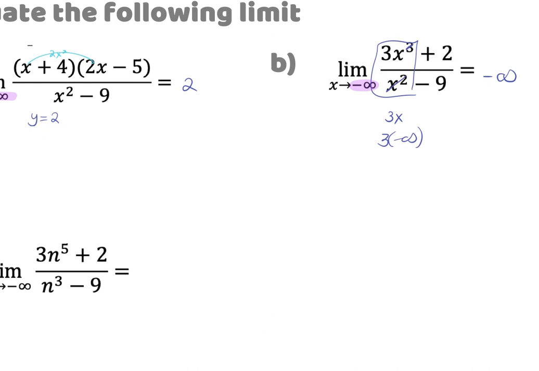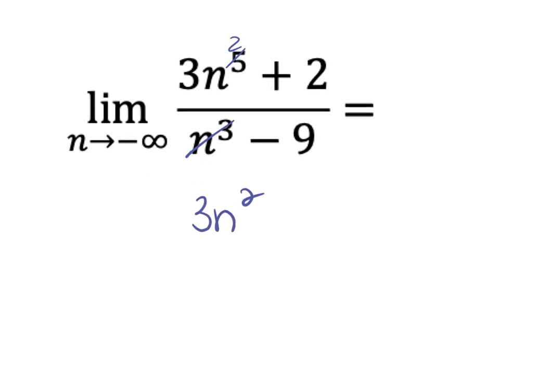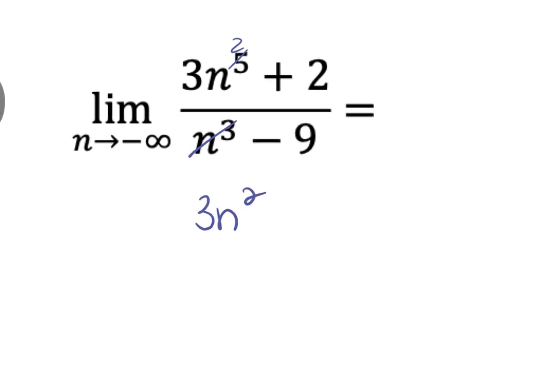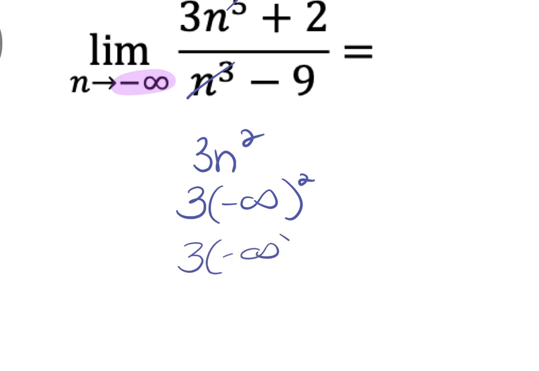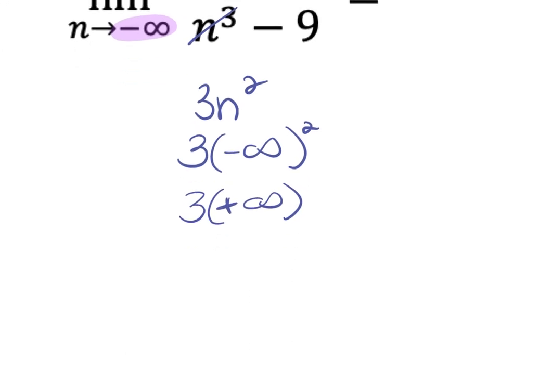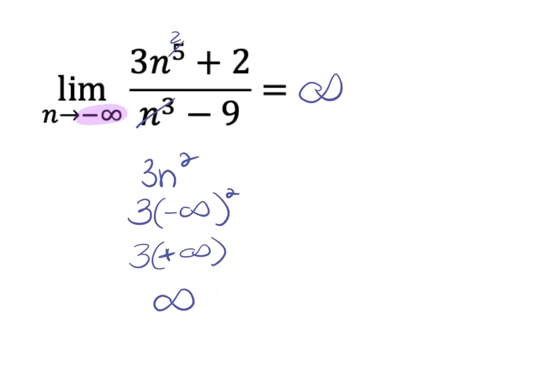And C, top's bigger than the bottom. Canceling it, it'd be 3n squared. I only want to know where it's negative infinity, so the left. What happens when I square negative infinity? Goes to positive infinity, and 3 times positive infinity would be positive infinity. That's it, people. No, because it's already there. It says limit as n approaches. Yeah, it already says it.